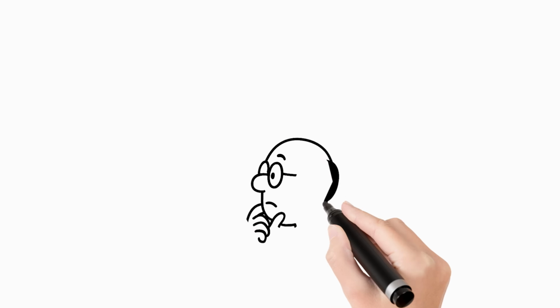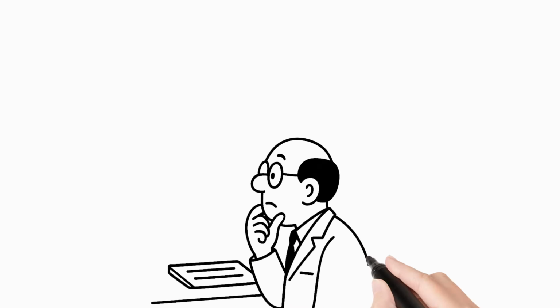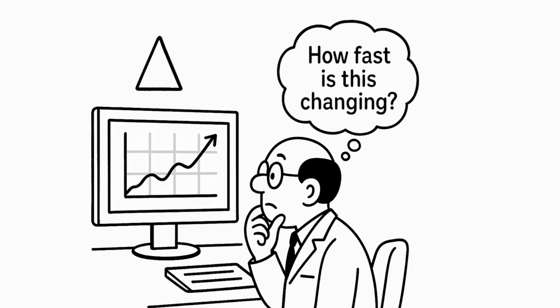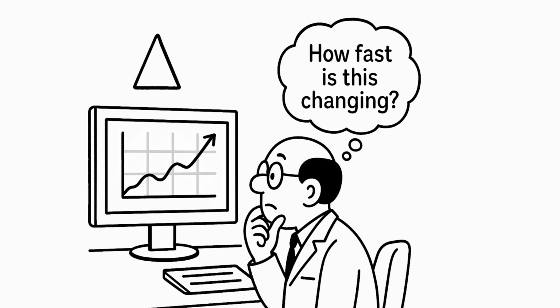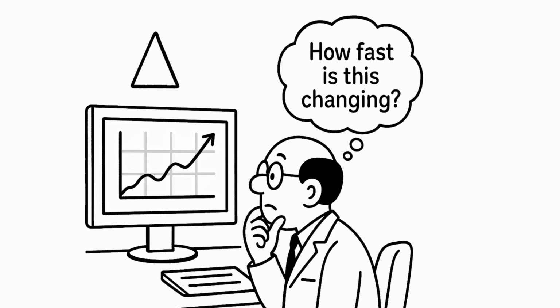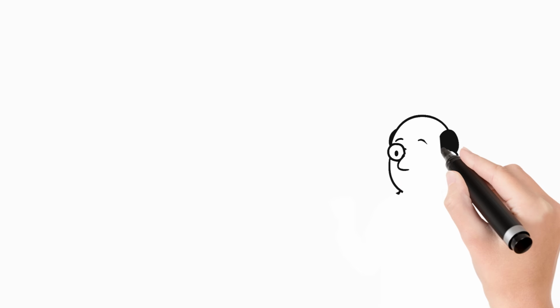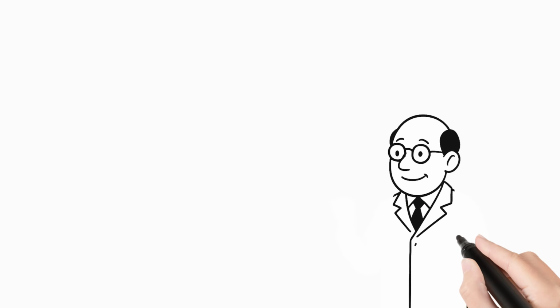So the next time you look at epidemic numbers, don't just ask, how many cases are there? Ask, how fast is this changing right now? Because with the power rule, rate of change is not a mystery. It's a calculation and a call to action.